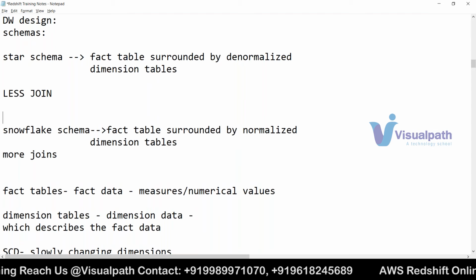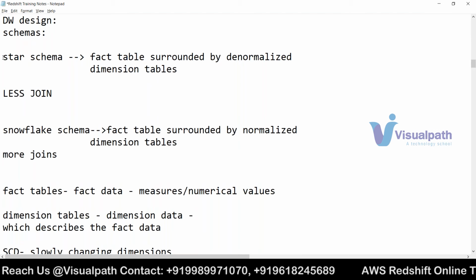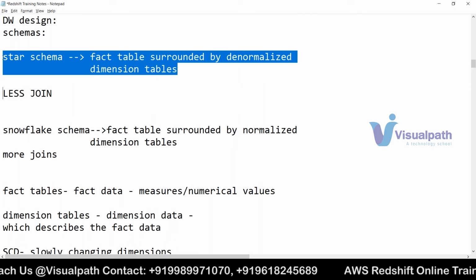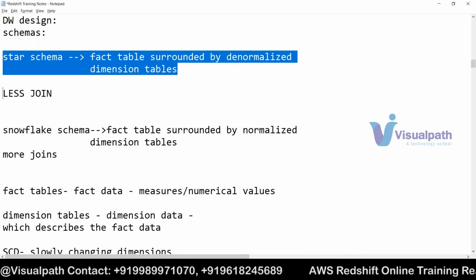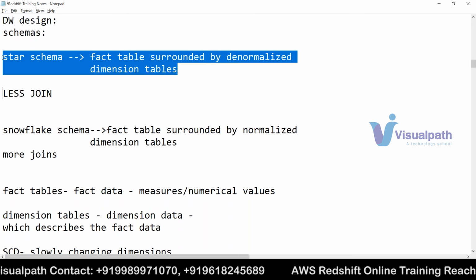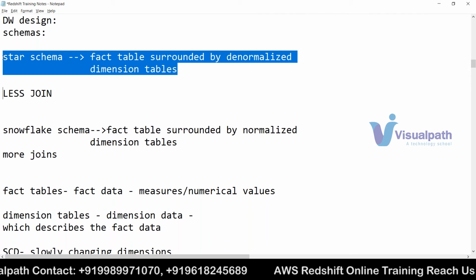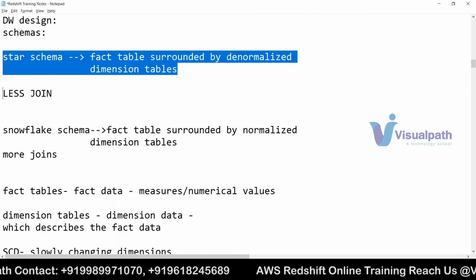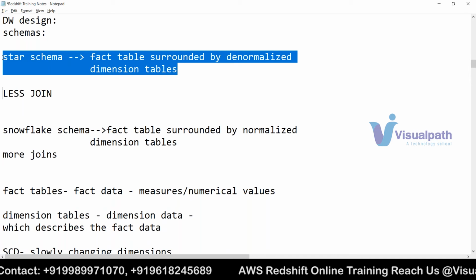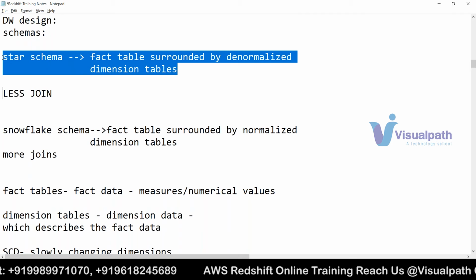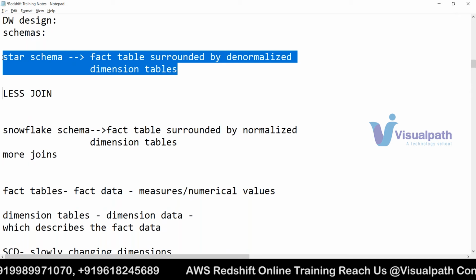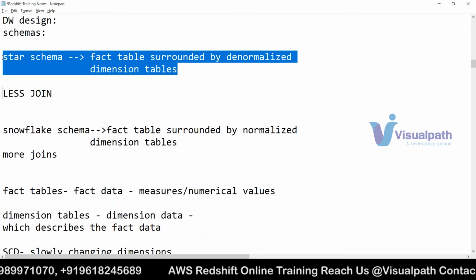Okay, then in which dimension model, these are all called dimension models, will you have more redundancy, star schema or Snowflake schema? Redundancy means more duplication of data. Star schema.